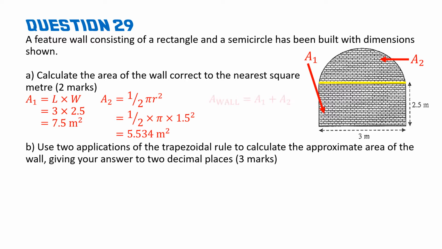I want the total area of the wall, so I'm going to add those two areas together, and that gives us a total area of 11 square metres.